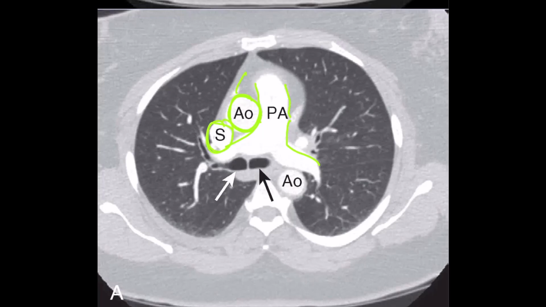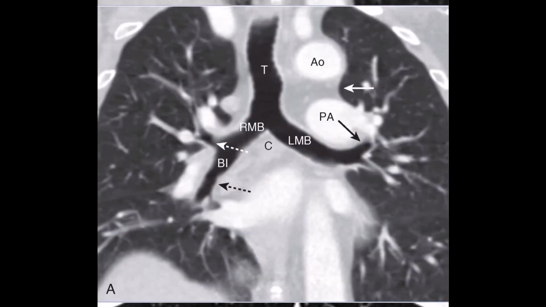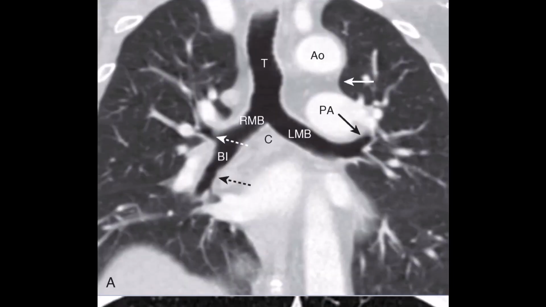So this is the ascending aorta, and this one posteriorly is the descending aorta. And the black arrow is the left main bronchus, and the white arrow is the right main bronchus. Again, a coronal axial view for the CT chest. That's the trachea, right main bronchus, left main bronchus, and that's the bronchus intermedius. And this is the bronchus that's going to the right lower lobe.